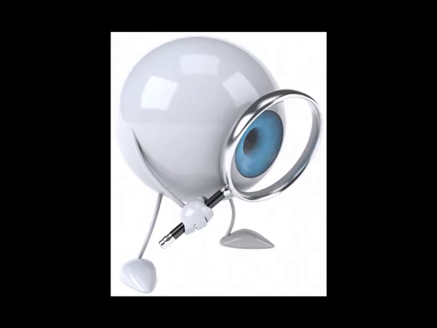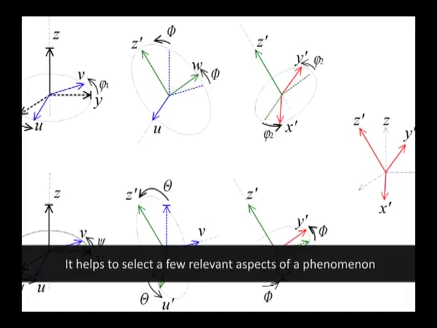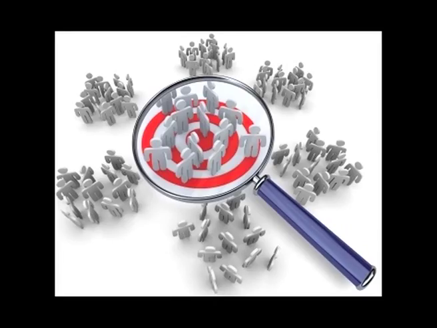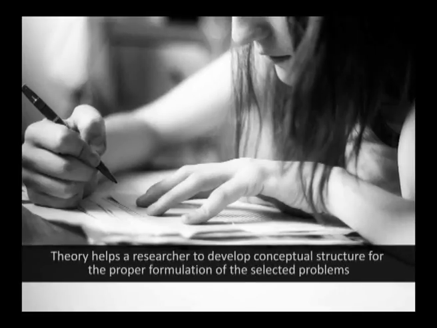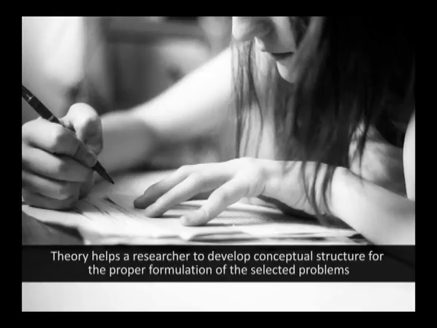Role of theory in research. Theory helps research in several useful ways. Following are the major contributions of theory to research. Theory delimits the study. It helps to select a few relevant aspects of a phenomenon. Any phenomenon may be studied from different angles. Theory helps the researcher to work within the framework of science. Theory provides a conceptual model. It helps a researcher to develop a conceptual structure for the proper formulation of the selected problems.